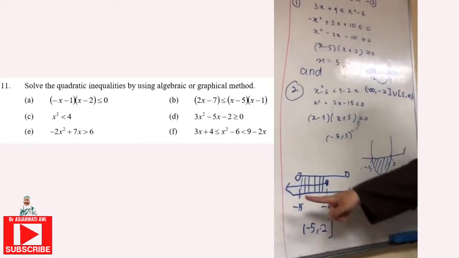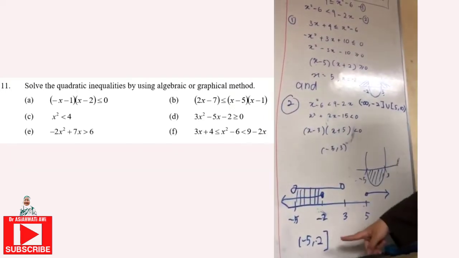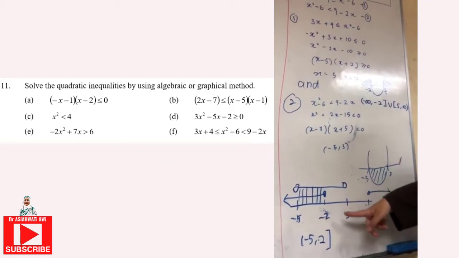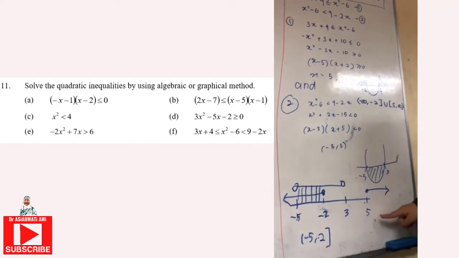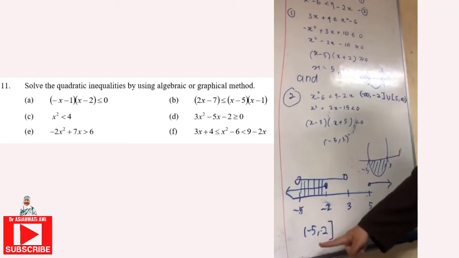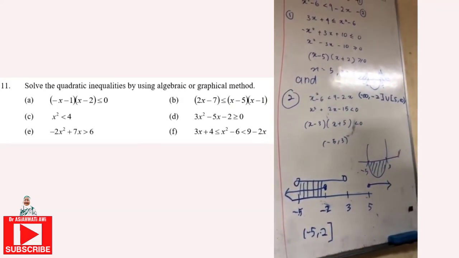Lepas tu buat apa benda tadi? Number line. Kenapa buat line? Sebab kita nak dapatkan final answer, nak join dia tu answer. Lepas tu dapat line. Kenapa overlap?